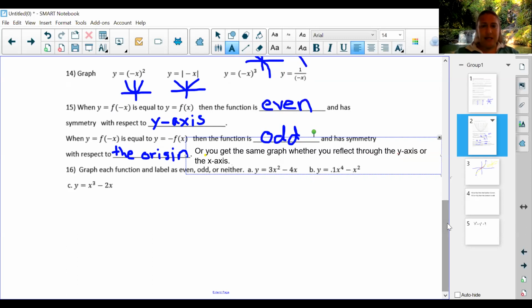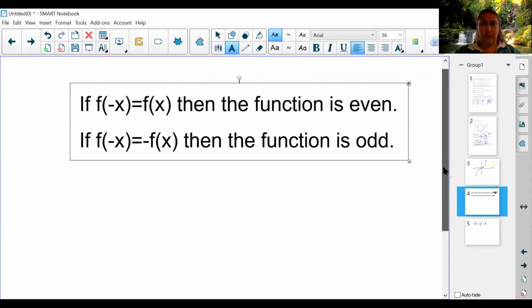In this next section, we're going to determine if a function is even, odd, or neither. I encourage you to do this using your graphing calculator and looking at the graph. Now, it is possible also to do this algebraically. I can determine even and odd functions either algebraically or graphically. Here's the rule for determining it algebraically.